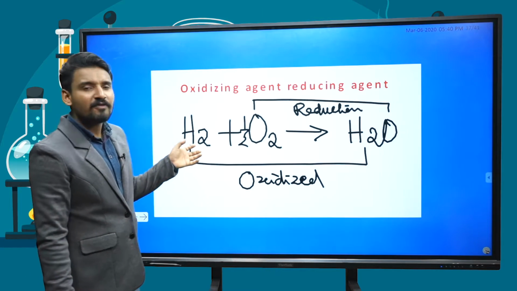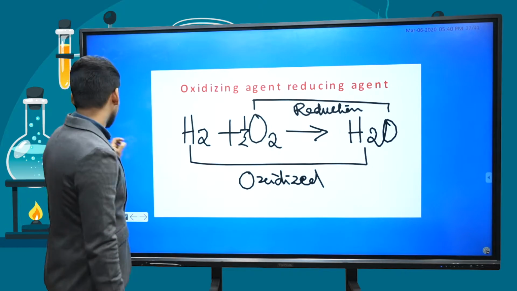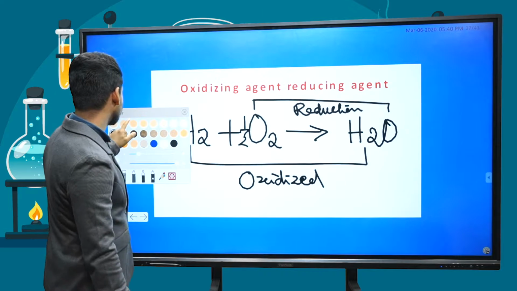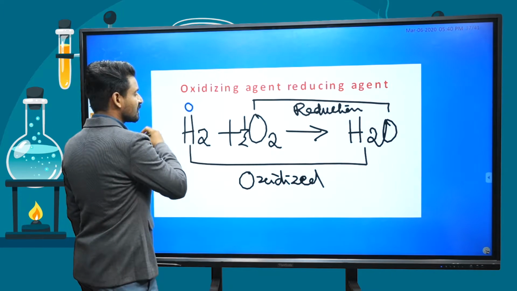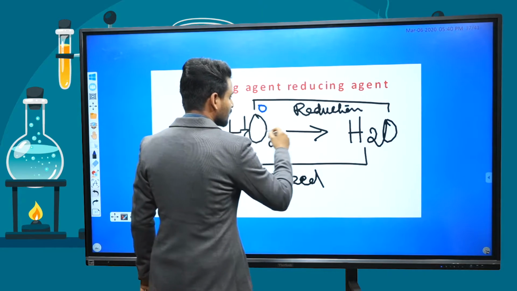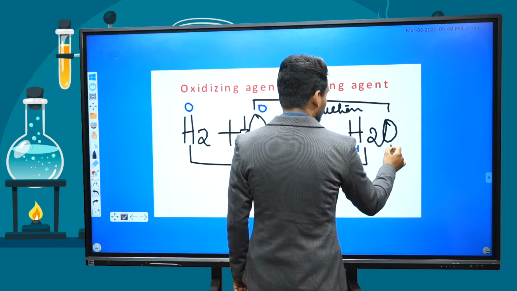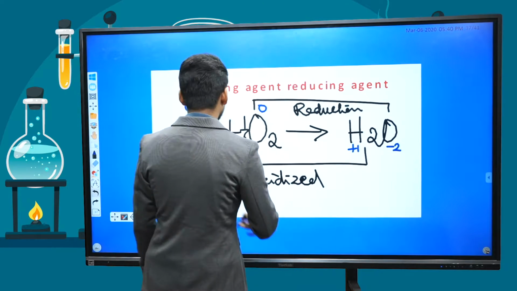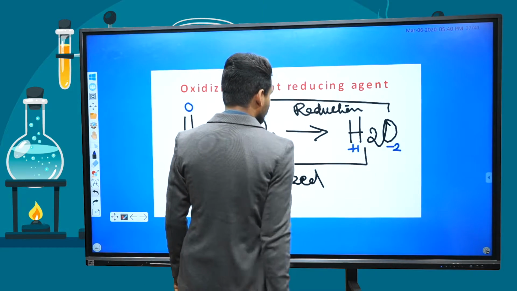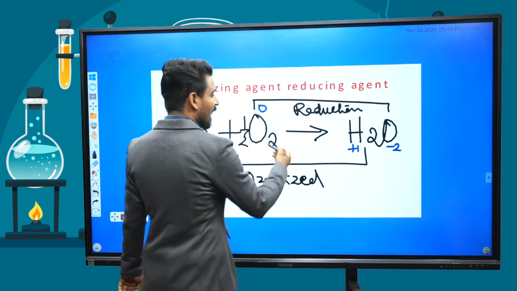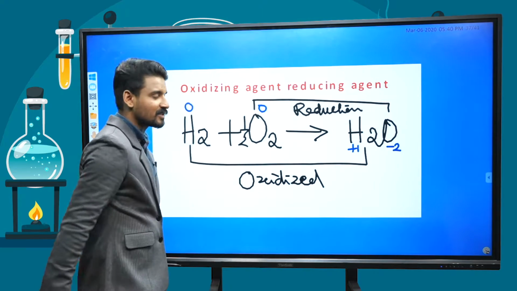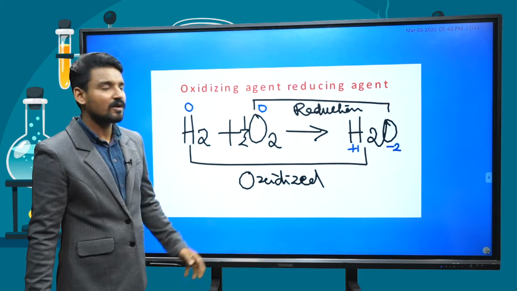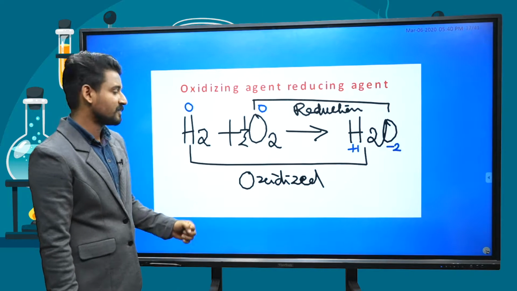Or otherwise we can find this by the oxidation number or electronic concepts. Look here, this is the oxidation number concept: here 0 state, here also 0 state, hydrogen +1 state and oxygen -2 state. So the oxidation number of hydrogen increases, so that is oxidation, and the oxidation number of oxygen decreases, that is reduction. So let us consider oxidizing agents and reducing agents.